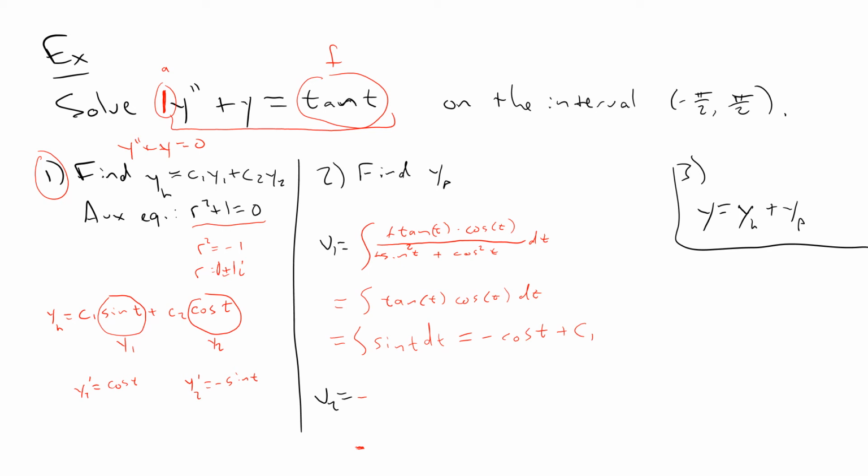Now, one thing I'll mention is right now we're trying to find a particular solution. This v1 will work no matter what constant we have here. So these integrating constants, we're going to just choose 0. Alright, so since this will work for any constant, we will choose c1 equals 0. So really we have v1 is the negative cosine function.